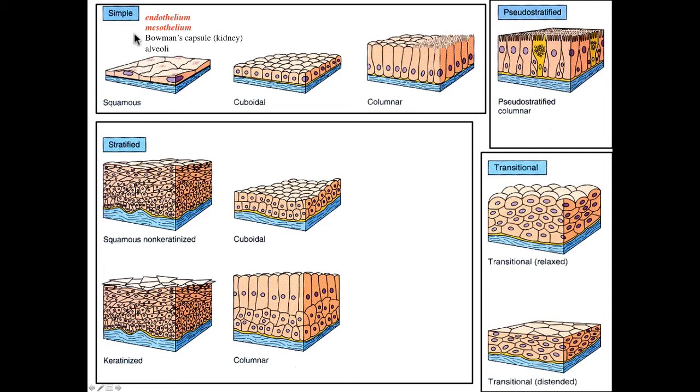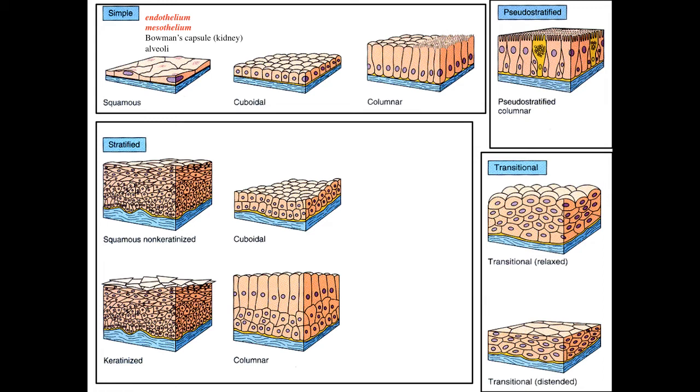So if we're talking about the lining of body cavities, we give the simple squamous epithelium the name mesothelium. If we're talking about the lining of blood vessels, we give that simple squamous epithelium the name endothelium. So these terms, mesothelium and endothelium, just let you know that you're talking about a specific region of the body.